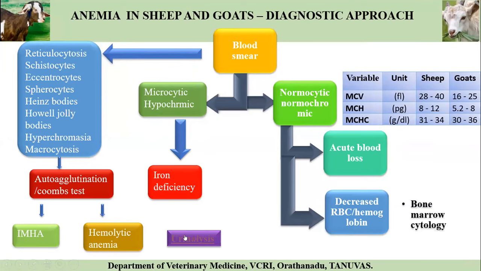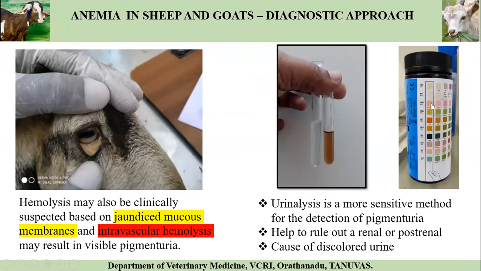Then you can do the urine analysis. Readily available urine analysis strips are there. So hemolysis may be clinically suspected based on jaundiced mucous membranes, or intravascular hemolysis may result in visible hemoglobinuria. Urine analysis is a more sensitive method for detection of pigmenturia and helps to rule out renal or postrenal causes of discolored urine.